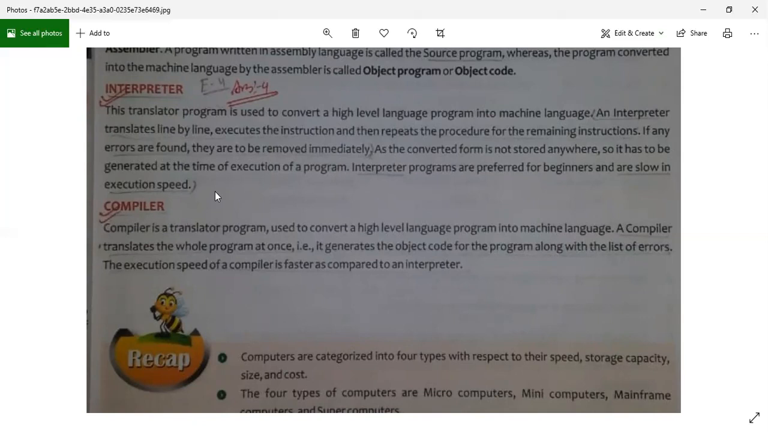That is, it generates the object code for the program along with the list of errors. So it will check the entire program, it will also generate the errors, and it will also give me the machine level output, the machine language program. The execution speed of the compiler is faster as compared to an interpreter. So compilers are very fast as compared to interpreters.